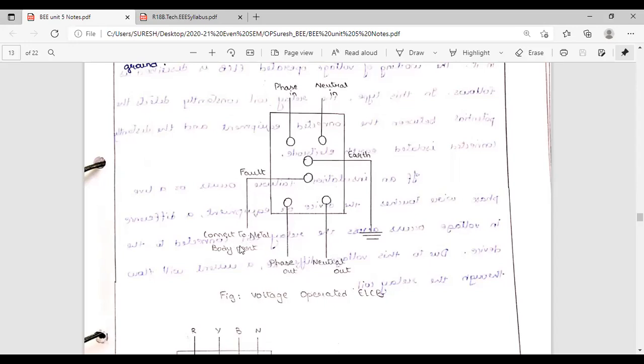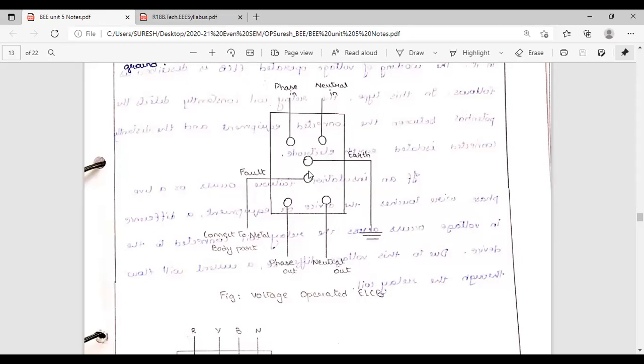When there is a fault in the metallic body, the leakage current will flow. How will the leakage current flow? There is a potential difference between the earth and the fault in the metallic body. Then leakage current will develop between these two points.